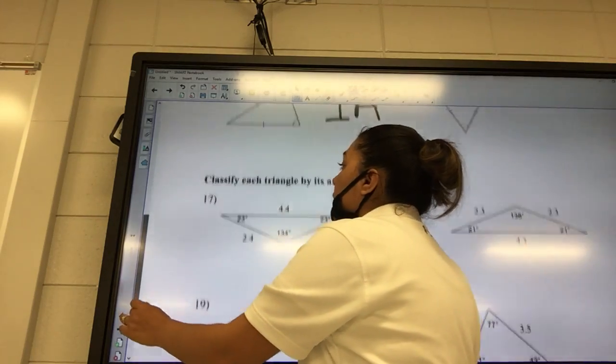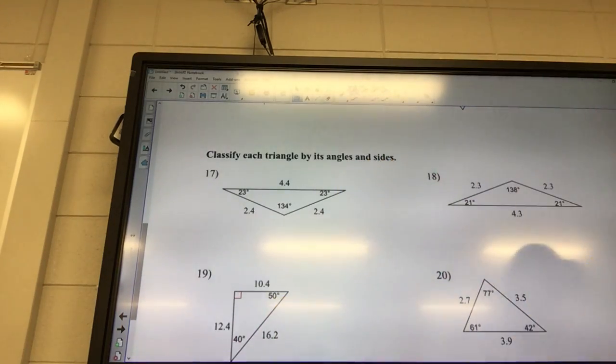Okay, so most of that was what we did yesterday. Okay, this is the new stuff. So classify each triangle by its sides and angles. Okay, now same thing.